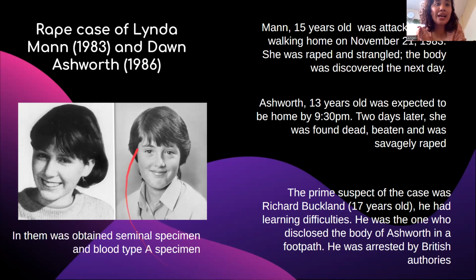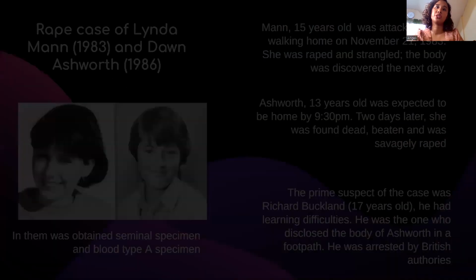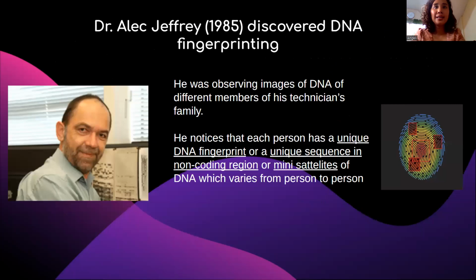Okay? And then, in Linda and Dawn, they found blood type A, blood in their genital area, and seminal specimen. And the forensic or criminal investigators kept those. So, guys, that's it. We will find out who killed and raped them in a while.